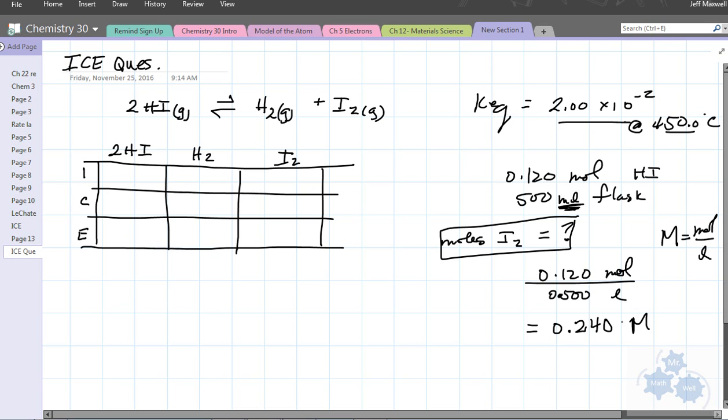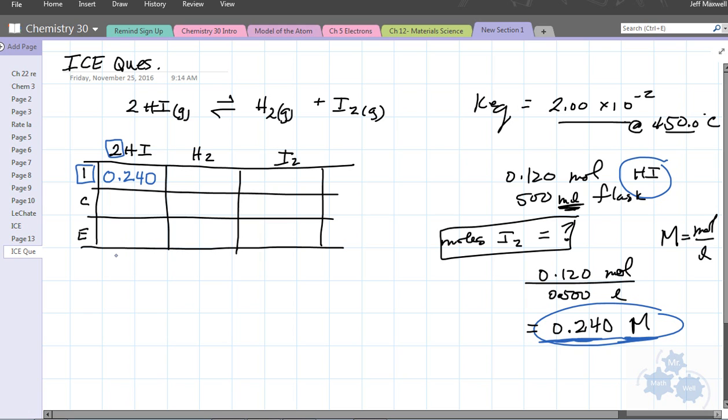So where does that go? Can we put this in the chart now? That goes right here. Because initially, I have 0.240 moles per liter of HI. Got it? Make sense? Don't worry about this 2 yet. Okay? Don't worry about that yet. Don't multiply this by 2 because you see a 2 there. No. Just take the concentration, just straight concentration right here.